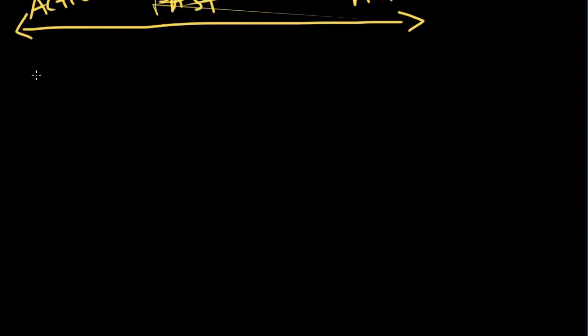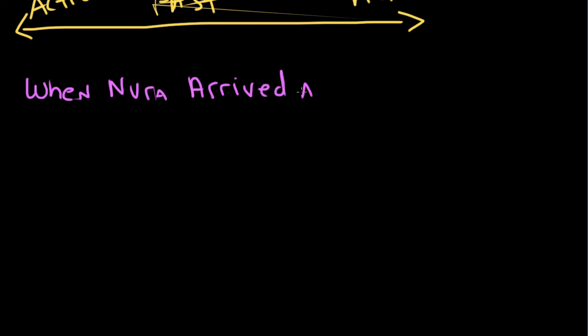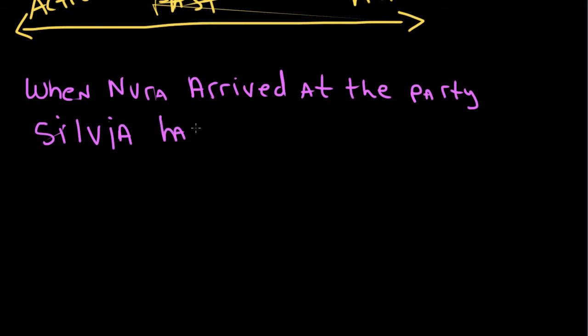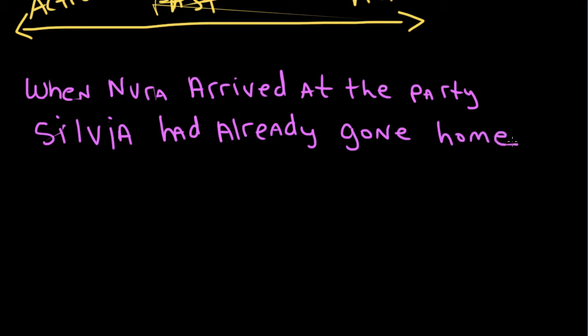Okay, here are some examples of the past perfect. For example, when Noura arrived at the party, Sylvia had already gone home. So arrived is the past simple. It was the last recent action to happen in the past. And then the first action that happened in the past was had already gone home. This is in the past perfect.